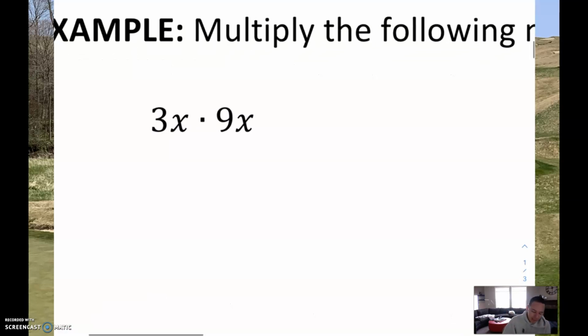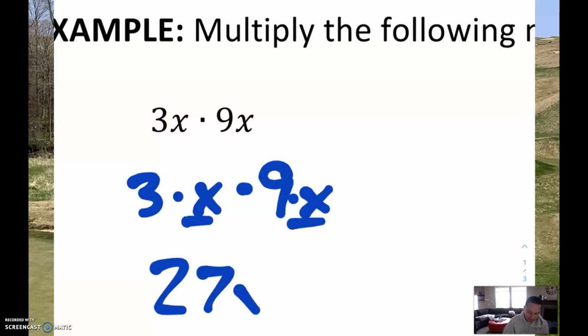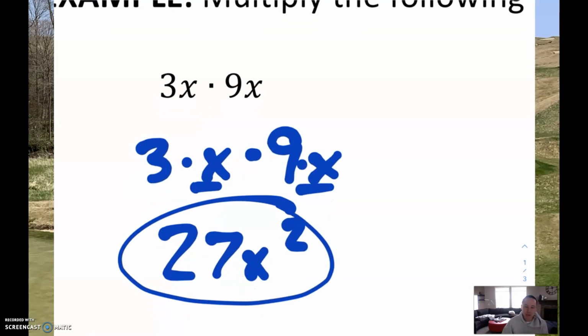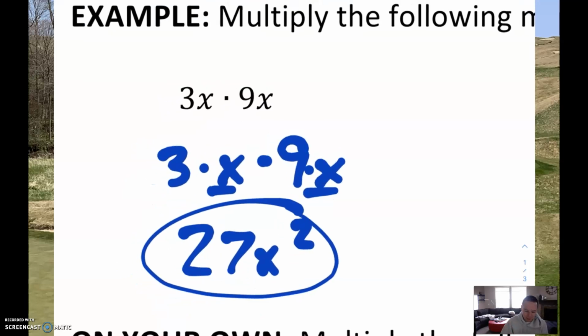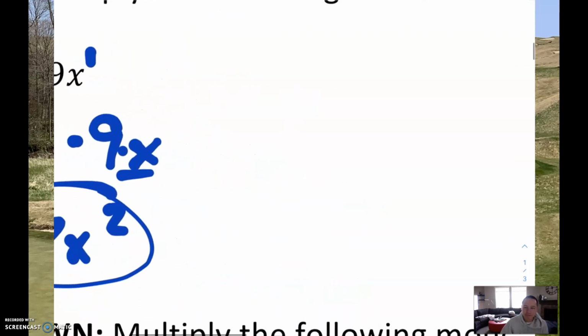So if I have 3x, what that means is 3 times x. And if I have 9x, what that means is 9 times x. So 3 times 9 is 27. And if I've got an x here and an x here, how many x's do you have? That's right, you've got 2. So it's 27x squared. Another way you could do that really quickly is this is x to the 1st, this is x to the 1st. If you add the 1 plus 1, you get a 2 for your exponent.